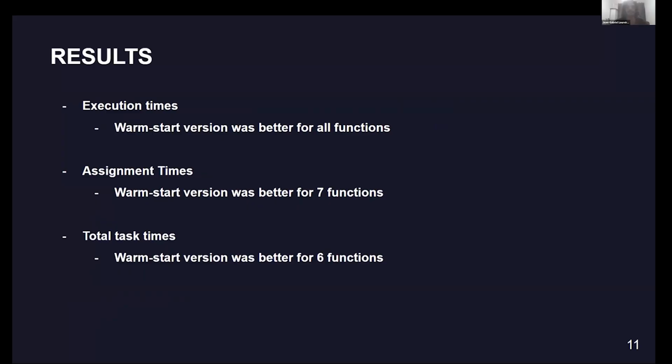So talking briefly about the results, since we don't have much time. From execution times, the Wormstar version was better for all functions. For the assignment times, it was better for 7, and for total task times, it was better for 6. And in all the other cases, it was the same. So for all the measurements in this work, the Wormstar version was at least the same as the original, but for the majority of them, it was better. And the keep alive time is somewhere intermediate. It was a little bit better than the original for more functions, but also not as good as the Wormstar version.